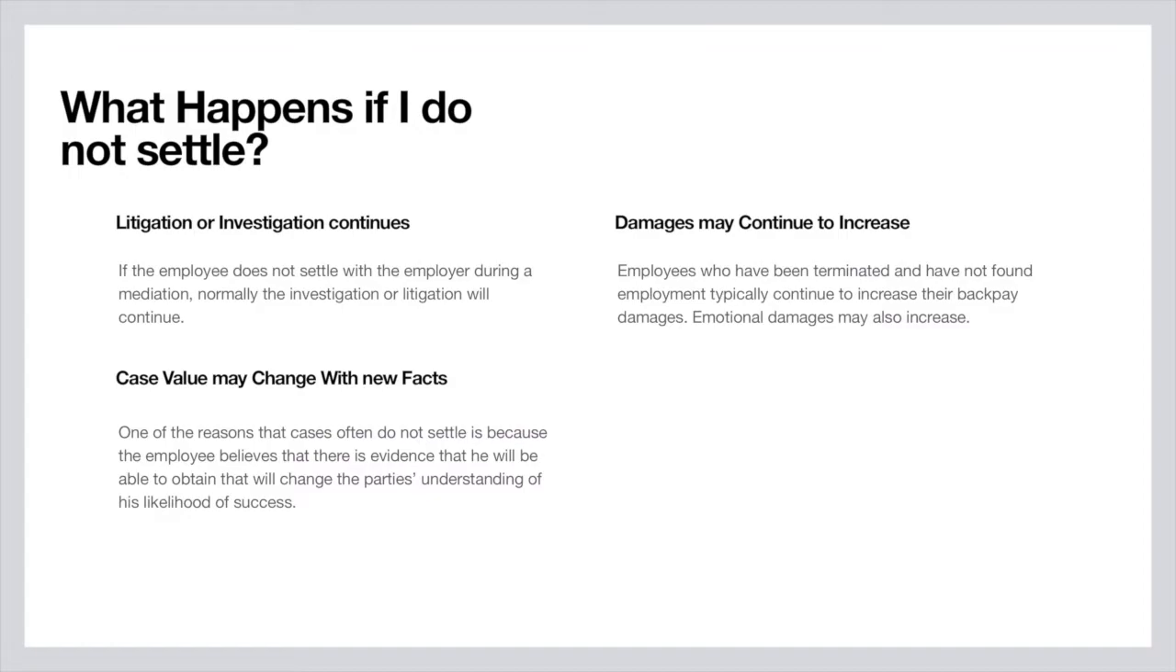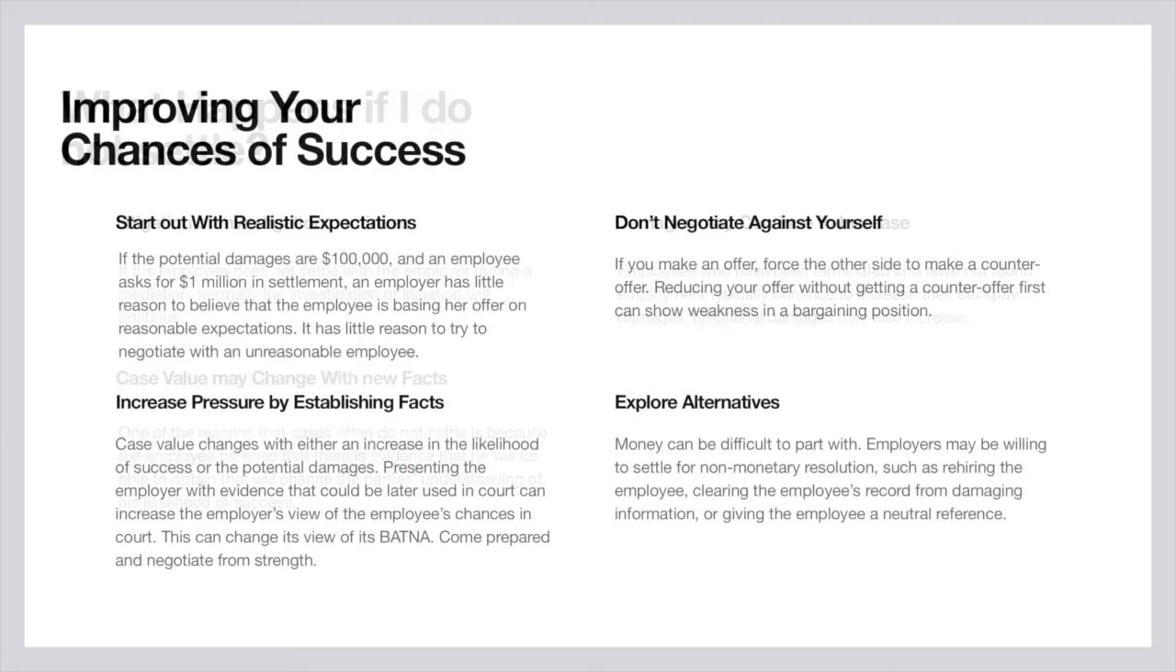So what happens if the complainant doesn't settle during the course of mediation? Well, the litigation or the investigation is going to continue. That could mean that new facts come about. If there are new facts that change the case value, such as an admission that somebody made a statement that was discriminatory, or if witnesses come forward and will support the plaintiff or complainant in what they're saying happened, then that's going to change the value of the case, because now it seems more likely that you're going to win.